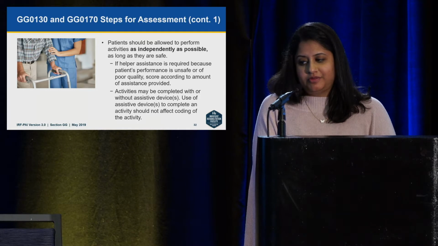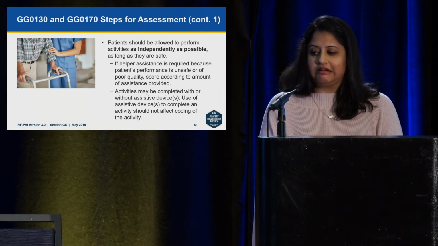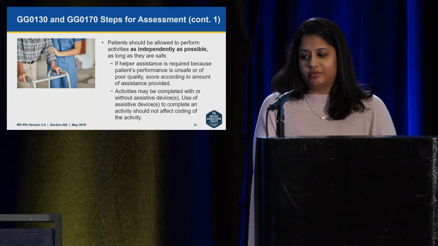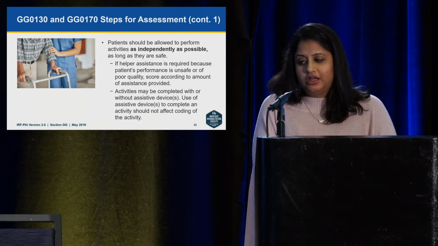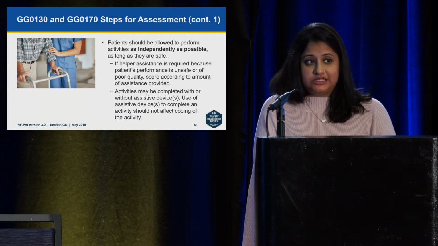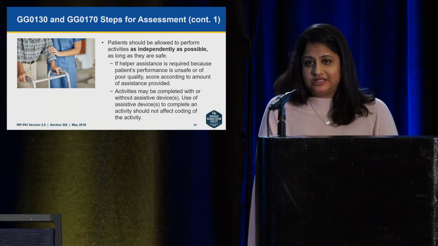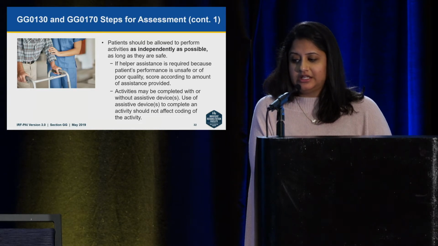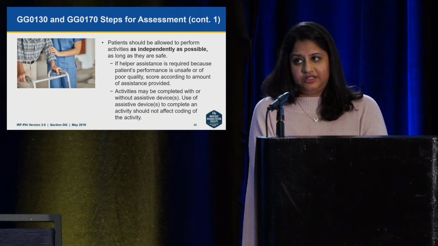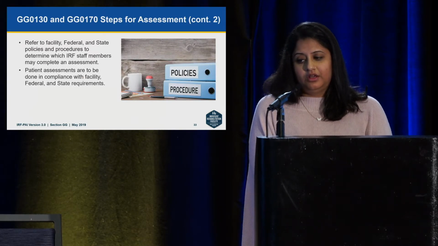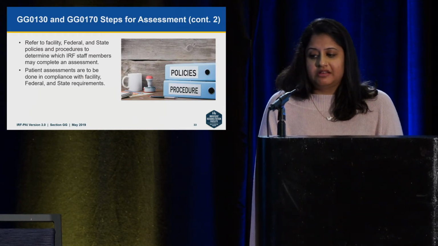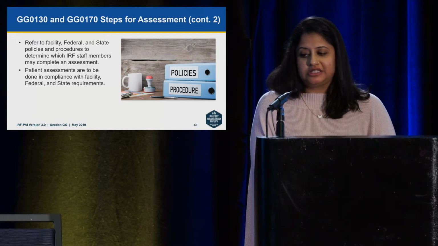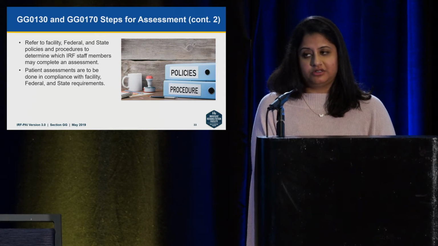Patients should be allowed to perform the activities as independently as possible as long as they are safe. If helper assistance is required because of a patient's prior performance being unsafe or of poor quality, clinicians should score according to the type and amount of assistance provided. Activities, again, can be completed with or without assistive devices, and use of assistive devices to complete activities should not affect coding of the activity. Again, we refer to facility, federal, and state policies and procedures to determine which IRF staff members may complete an assessment. Patient assessments are to be done in compliance with facility, federal, and state requirements.